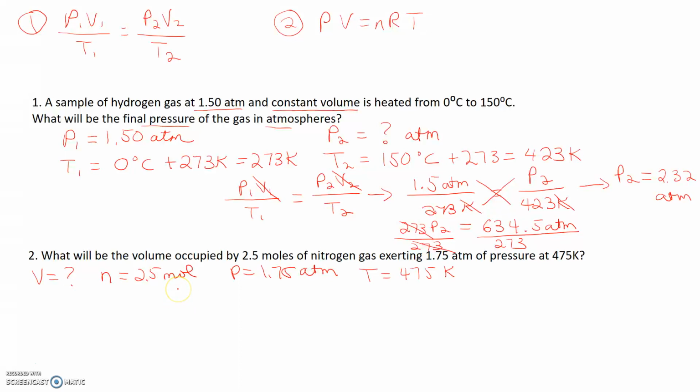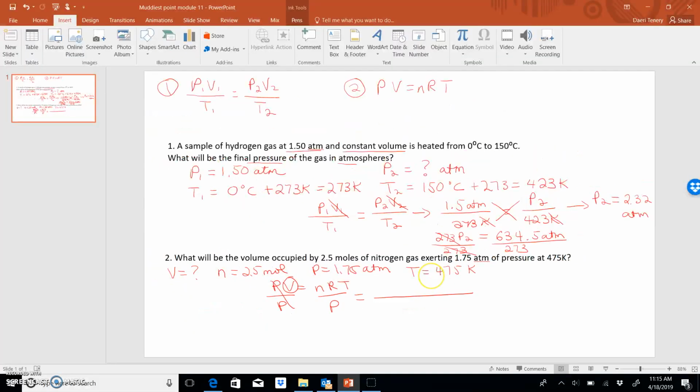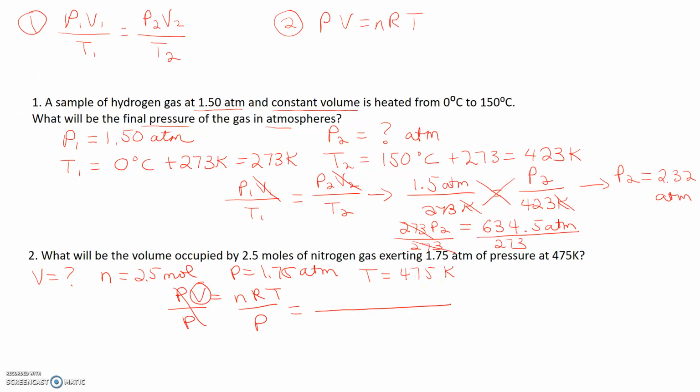Looking at the values given, I'm thinking I have to use the ideal gas law, and I have to solve for V. It's up to you how you want to do this. You can plug it in first and then solve for V, or you can do this already. You want to solve for V, so I divide both sides by P, and then put the information on there. When you plug it in, you should get 55.7 liters.